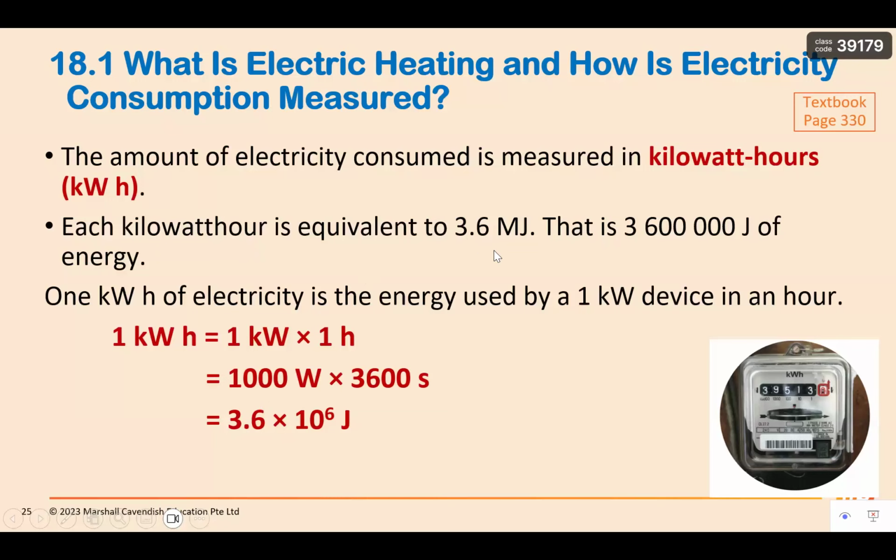So how do I get this 3.6 megajoules of energy? We know that energy is power times time. 1 kilowatt hour is simply 1 kilowatt of power times the time of 1 hour. So 1 kilowatt is actually 1,000 watts times 1 hour, which is 3,600 seconds. If I change it to power times time in terms of watts and seconds, I get 3.6 times 10 to the power 6 joules of energy.